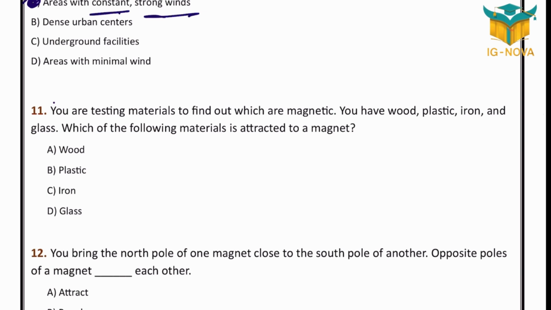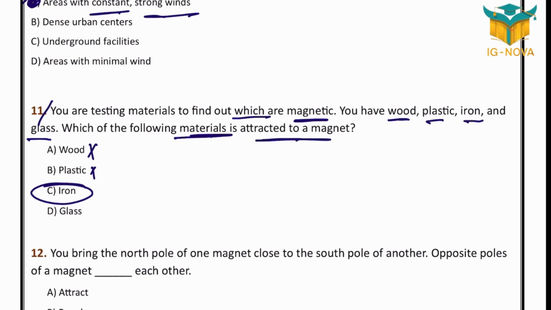Question 11. What is the testing material to find out which are magnetic? You have wood, plastic, iron, and glass. Which of the following materials is attracted to a magnet? Wood, surely not, will not be attracted. Plastic also will not. Iron is the only one attracted. Maybe instead of using iron, he can say paper clips or any substance made from this material.